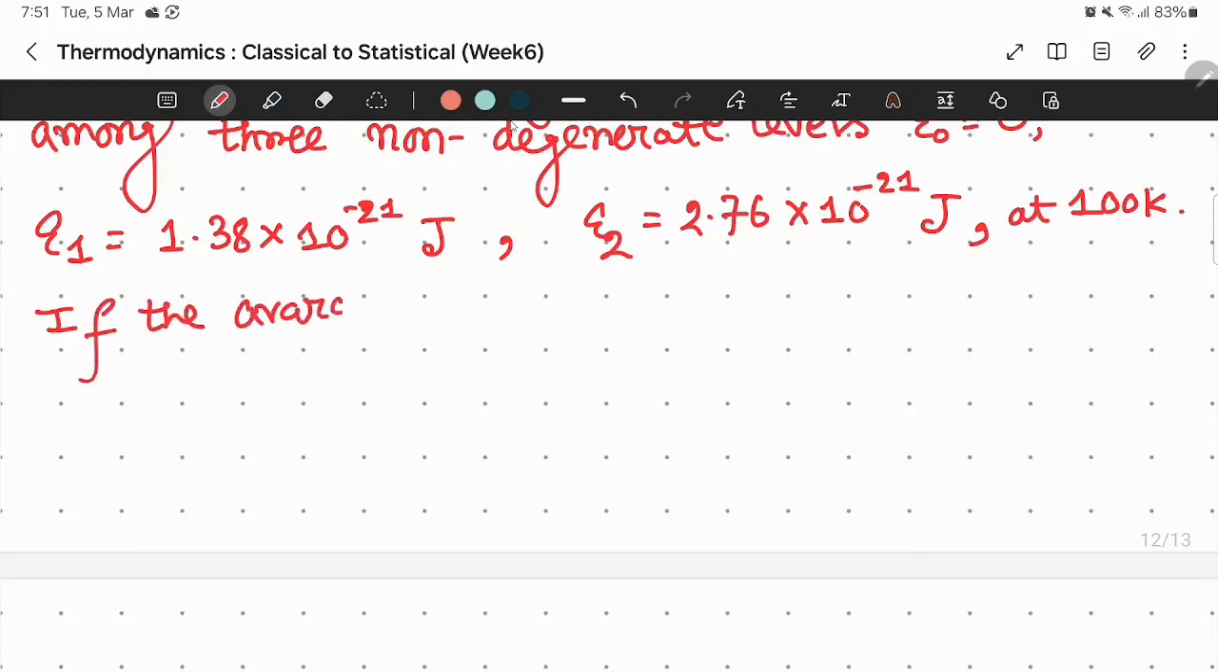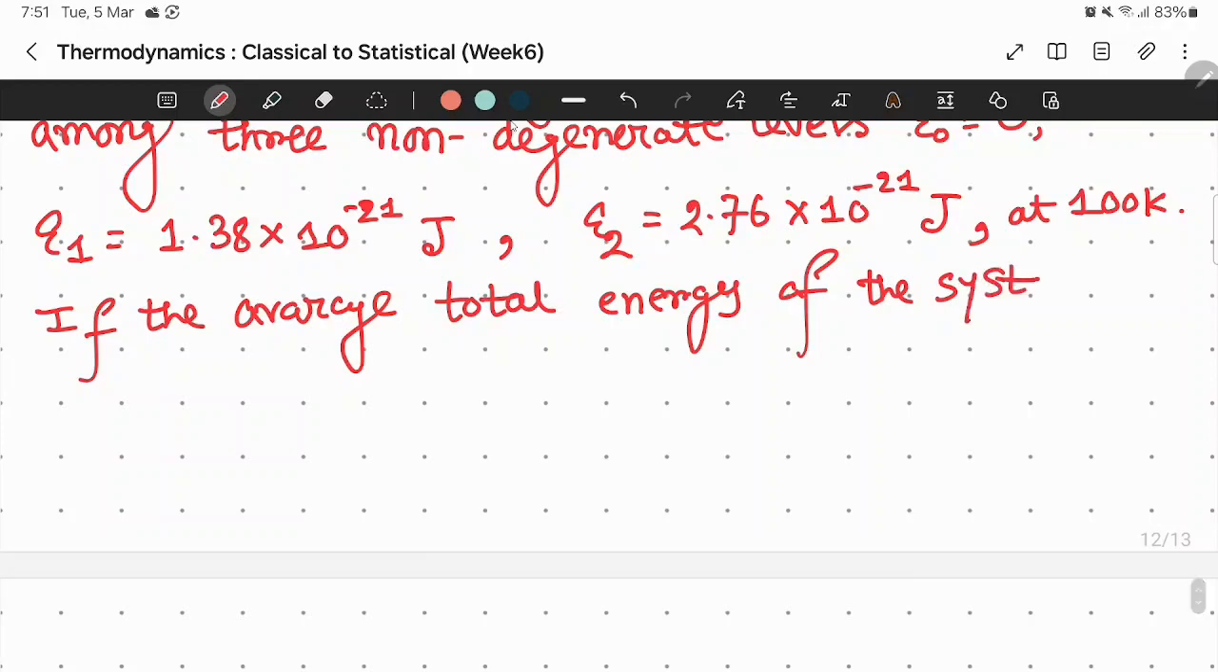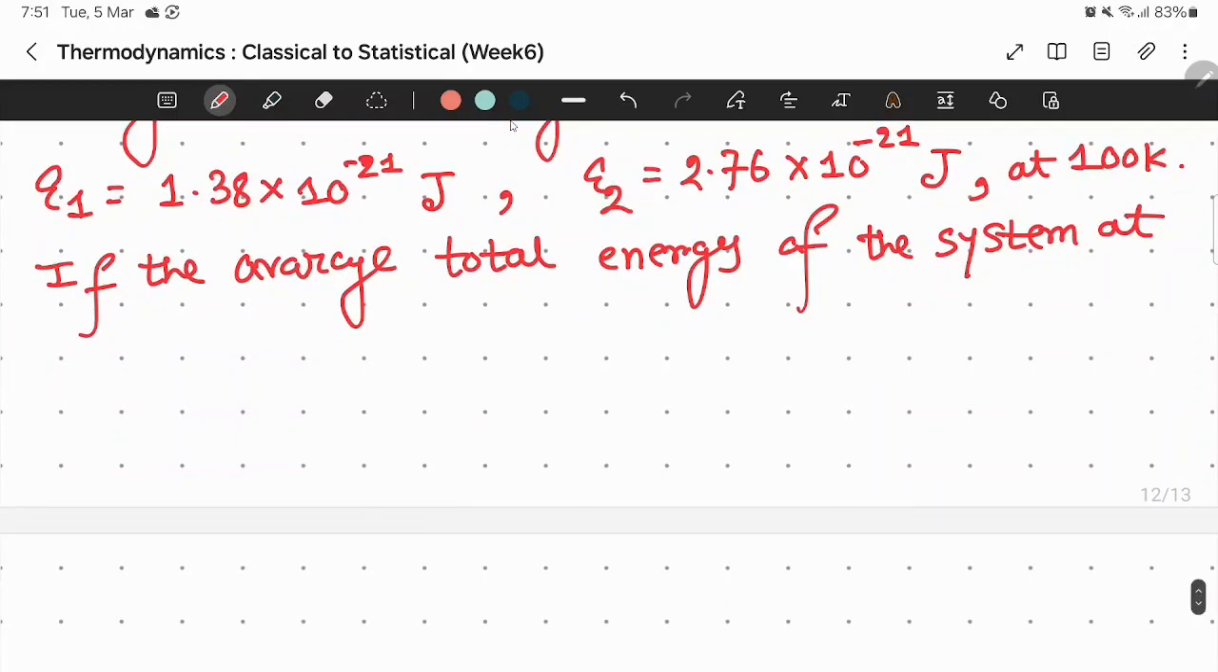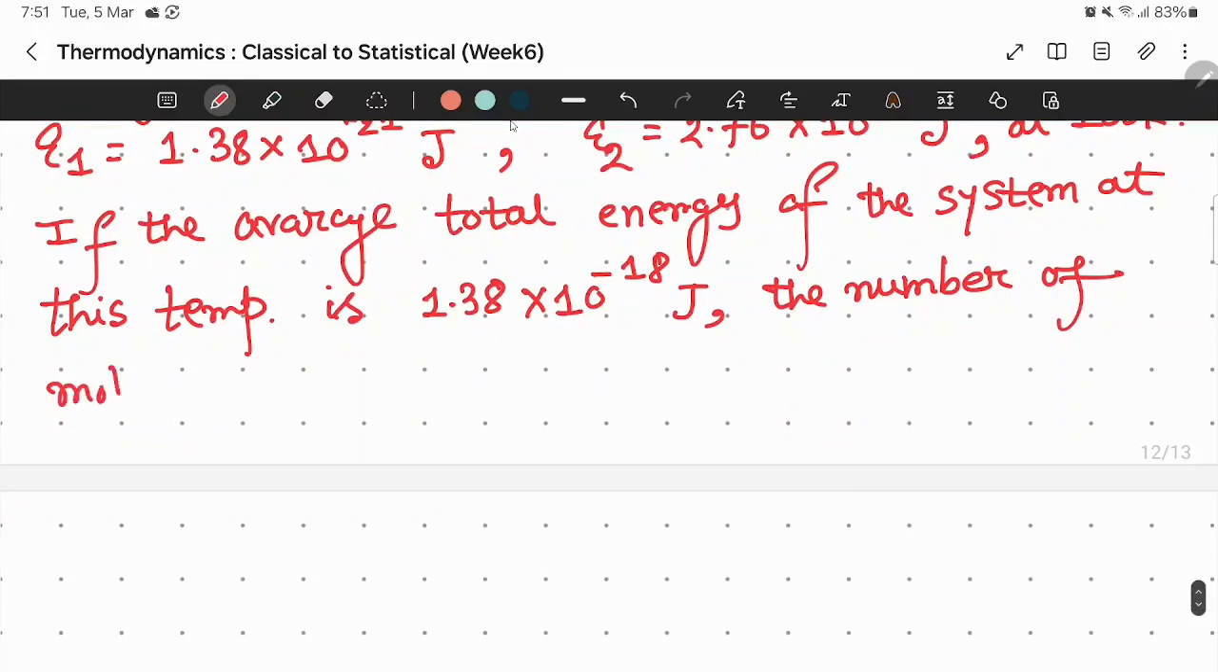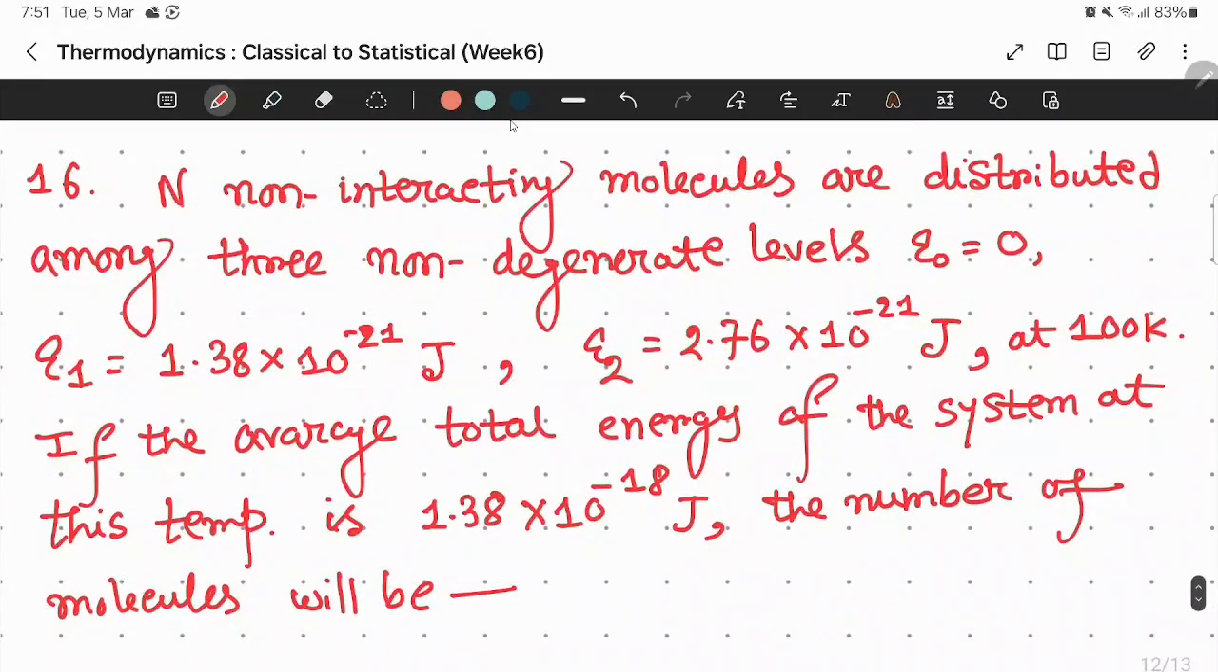If the average total energy of the system at this temperature is 1.38 × 10^-18 joule, we have to find the number of molecules. So there are N non-interacting particles, and you have to find N.